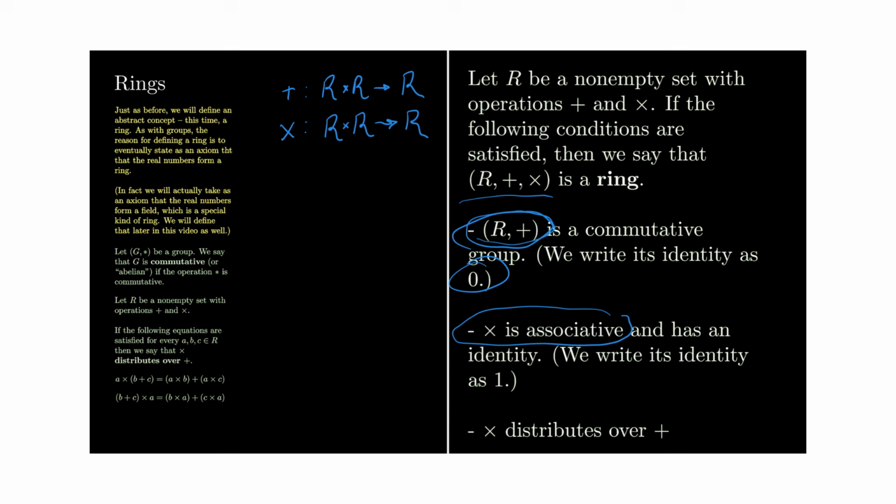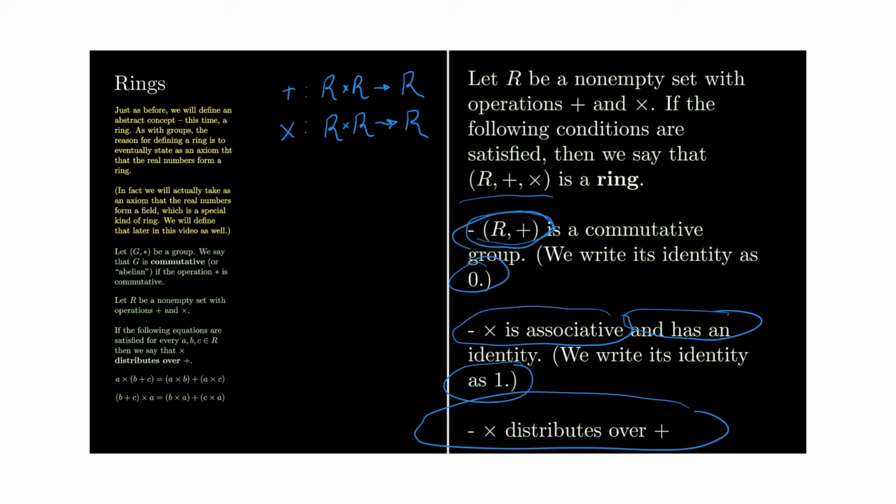The reasons for that, maybe they will come out as we go through the rest of this, but we're not going to say that it's a group with the times operation, but we do still want the times operation to be associative, and we want it to have an identity. We will write the identity element with the numeral 1, again, evocative of the number 1, even in the abstract case. And finally, we will require that multiplication distributes over addition.